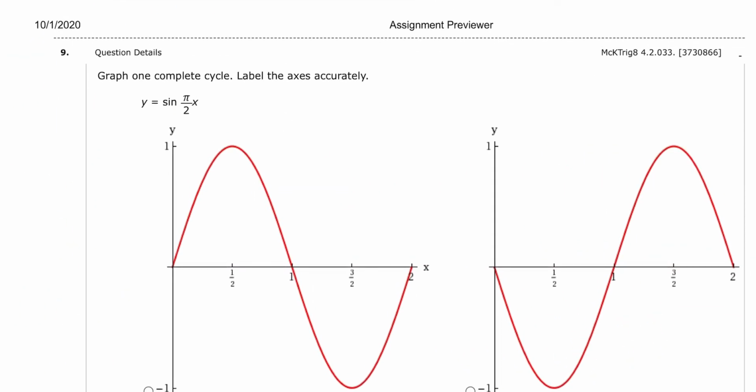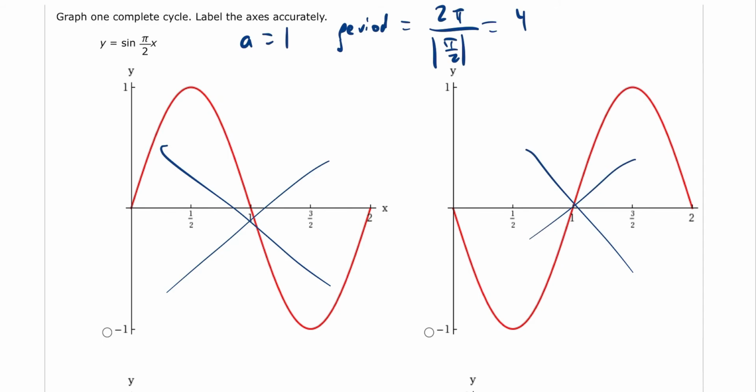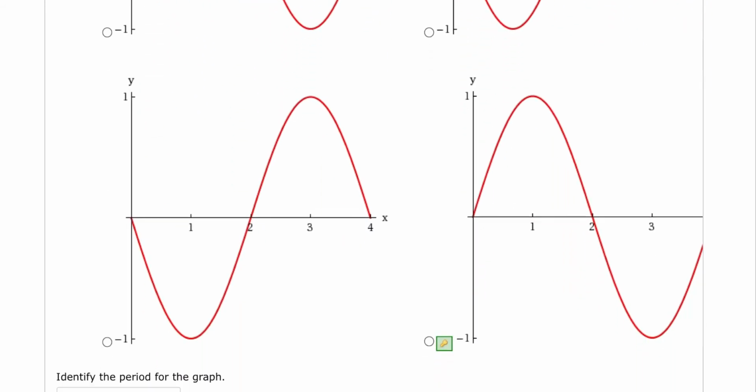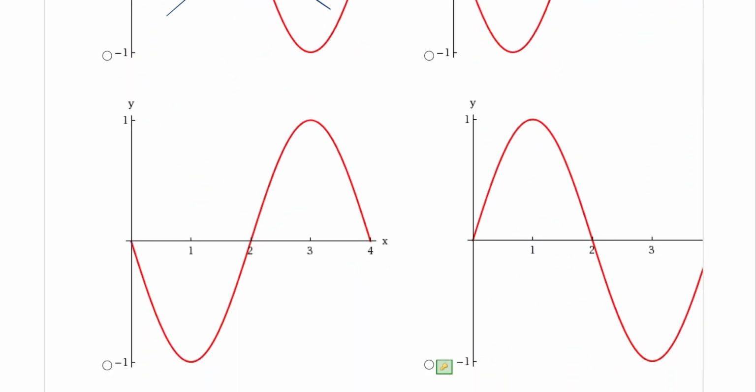All right, let's figure out what the amplitude for this one is, also 1. The period would be 2 pi over absolute value of b, which is going to be 4 in this case. So we're going from 0 to 4. So these two cannot be it because those are going only to 2. We need to go all the way to 4. So it's got to be between these two down here. And if you notice, the coefficient is +1, not -1. So it's going to go up first and then down. So it's got to be this one because it goes up first and then it goes down because of the coefficient being +1. And we already know that the period is 4.